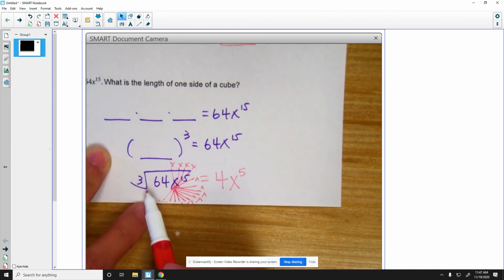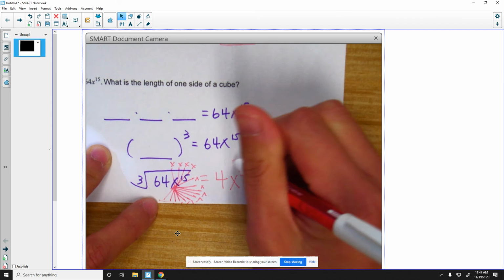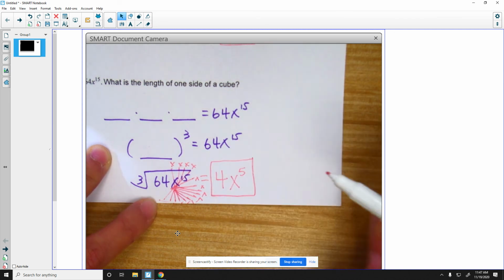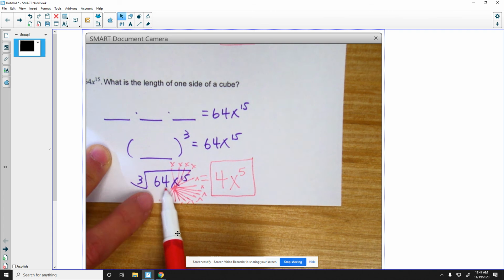Oh, wait, is it plus or minus? Is it just plus? Does it even matter? Can it only be one of them? What do you think, Andrew? Only one, because it's a cube root. Okay, so it's only one. It's odd, because there's only the 3, right? So you can't have a negative times a negative times a negative.